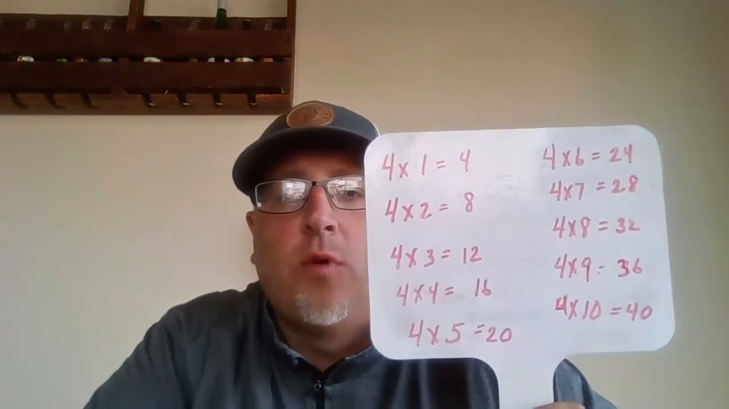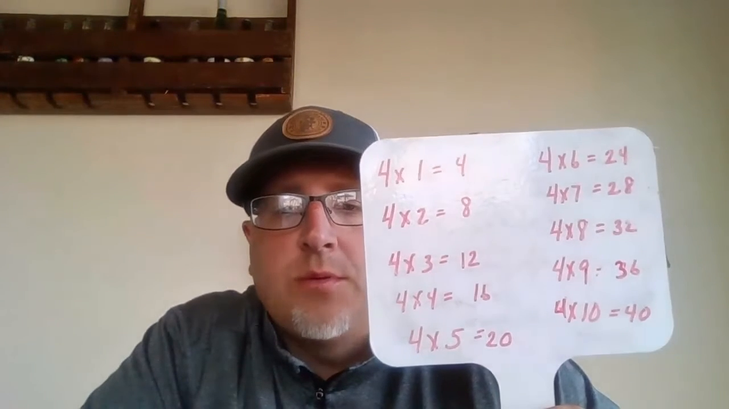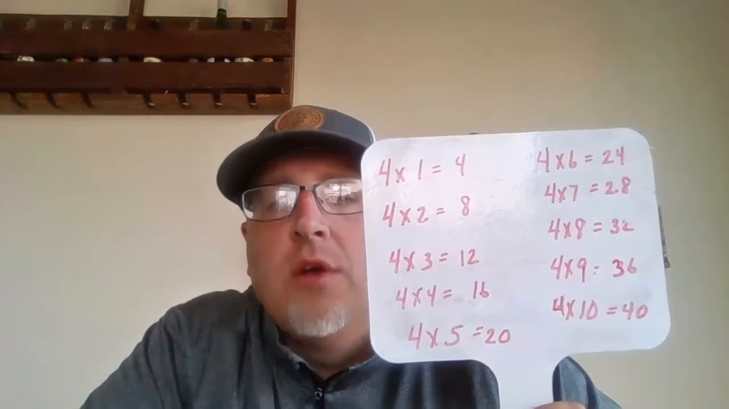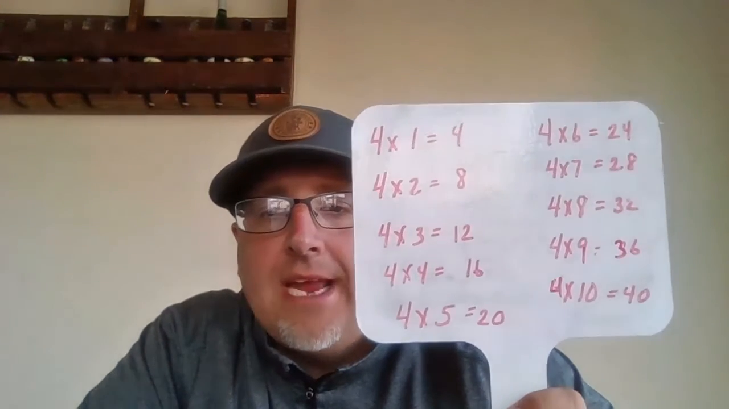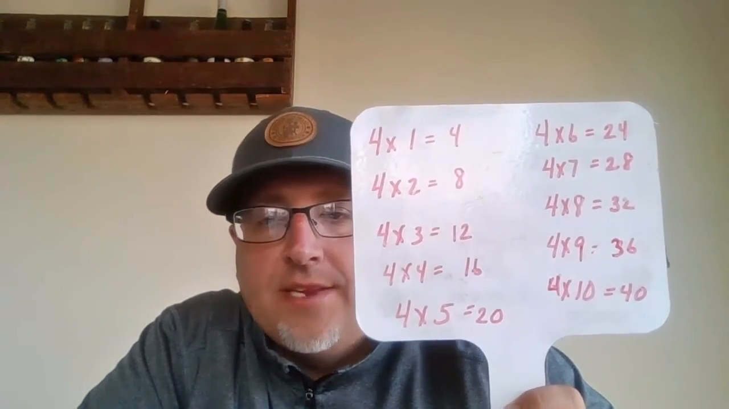All right. Also, let's go through our multiplication. Oh, a couple things got erased right there. Let me fix those up. There we go. That should do it. Let's go through our math problems for 4. 4 times 1 is 4. 4 times 2 is 8. 4 times 3 is 12. 4 times 4 is 16. 4 times 5 is 20. 4 times 6 is 24. 4 times 7 is 28. 4 times 8 is 32. 4 times 9 is 36. And 4 times 10 is 40.